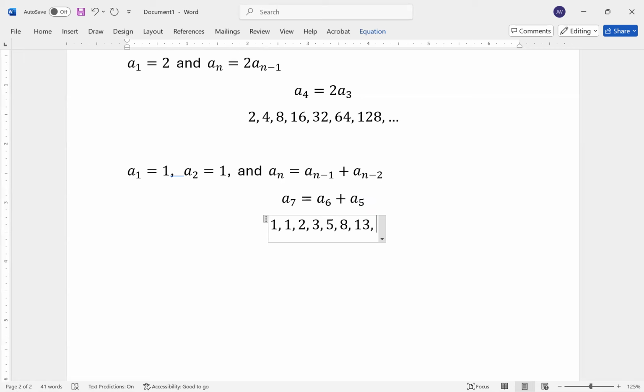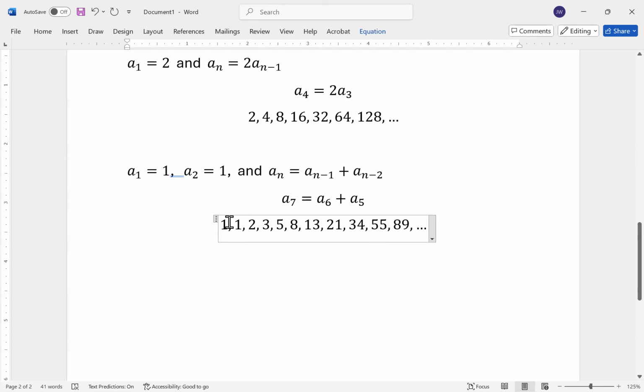So those are the first 7 terms of that sequence. By the way, the next term would be 21, because 8 plus 13. And then 13 plus 21 would give you a 34. And then 21 plus 34 would give you a 55. And you'd keep going on like that for a long, long time. And while this starts out pretty slow, as you get some really high terms, it grows pretty fast eventually.